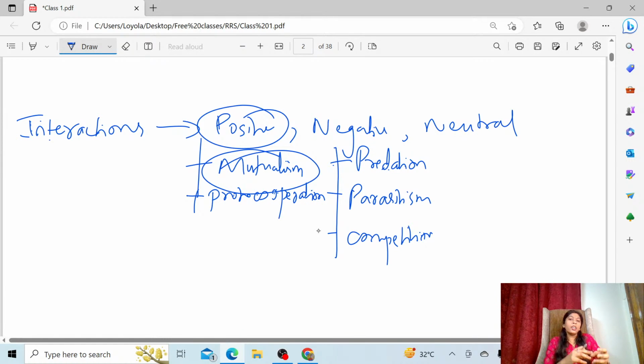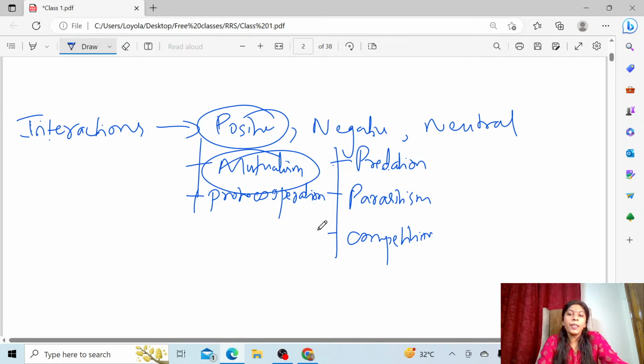Competition means two species fighting for limited resources. Like starting from light, water, anything, food, they are going to fight with one another. That is competition. Okay, so here what they will do, either both will get harm or one will be killed by the other. Okay, so this way competition is also a negative interaction only.